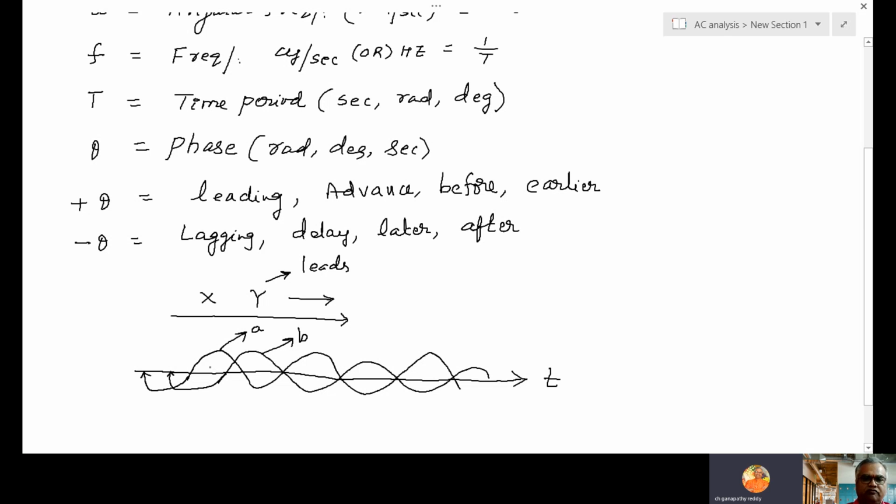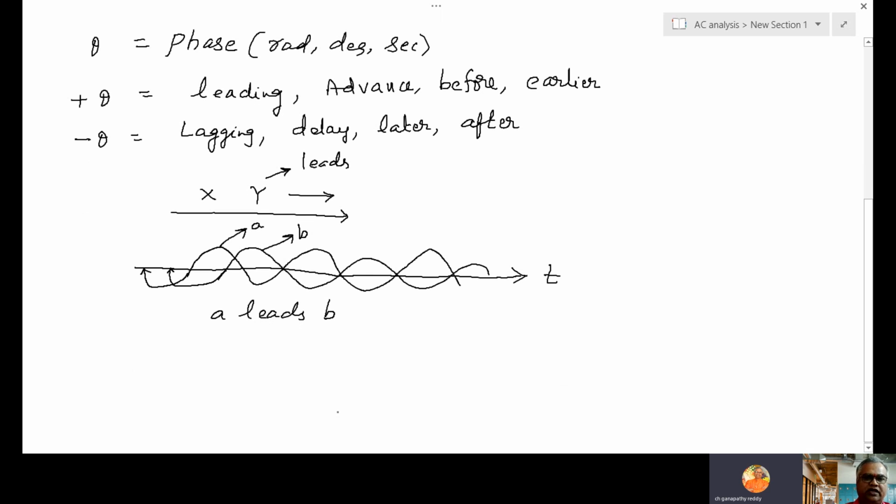Parents are leading. Why are parents leading? Because they come to this world first, then children will come. So in the time sense only we are talking. So therefore, in this case, A leads B is equivalent to saying that B is lagging A. Plus theta is leading, minus theta is lagging.